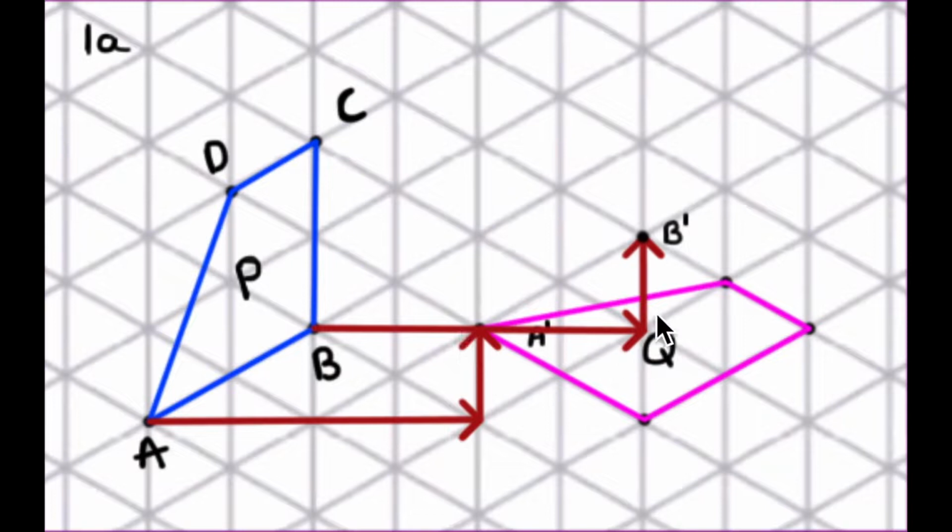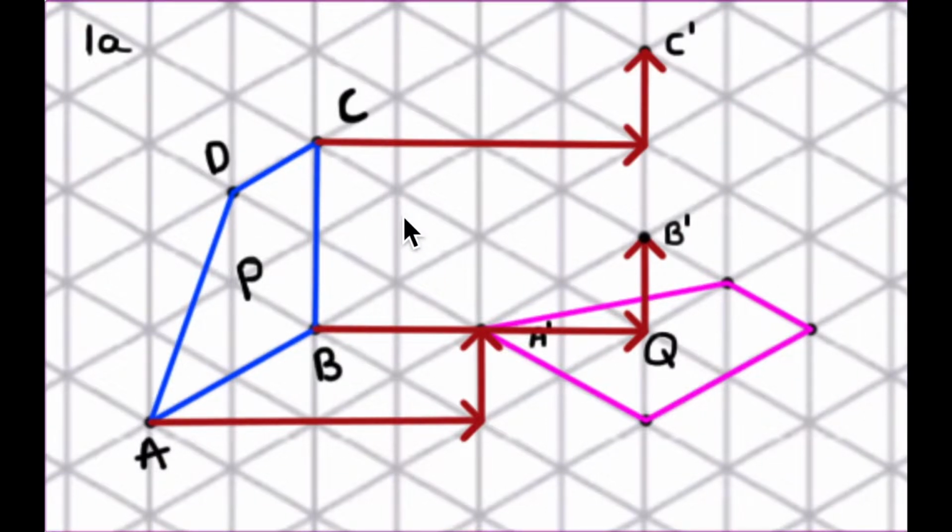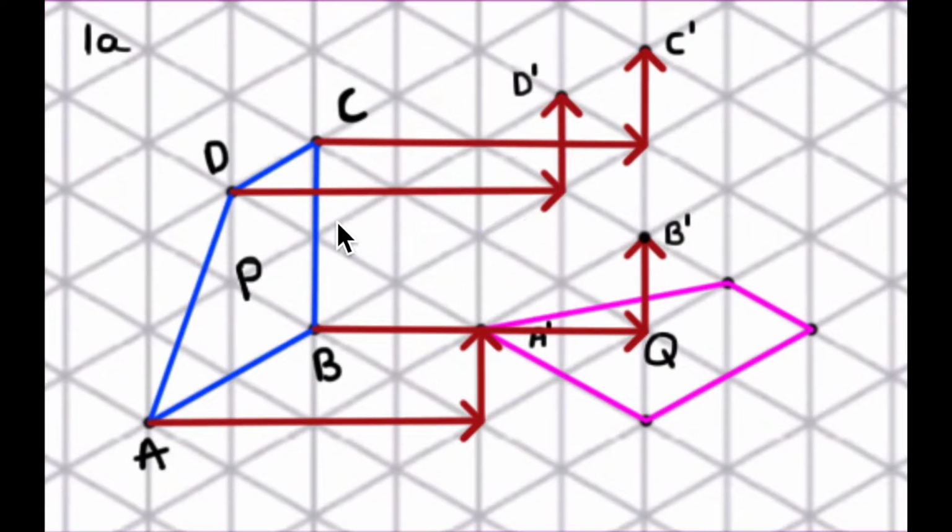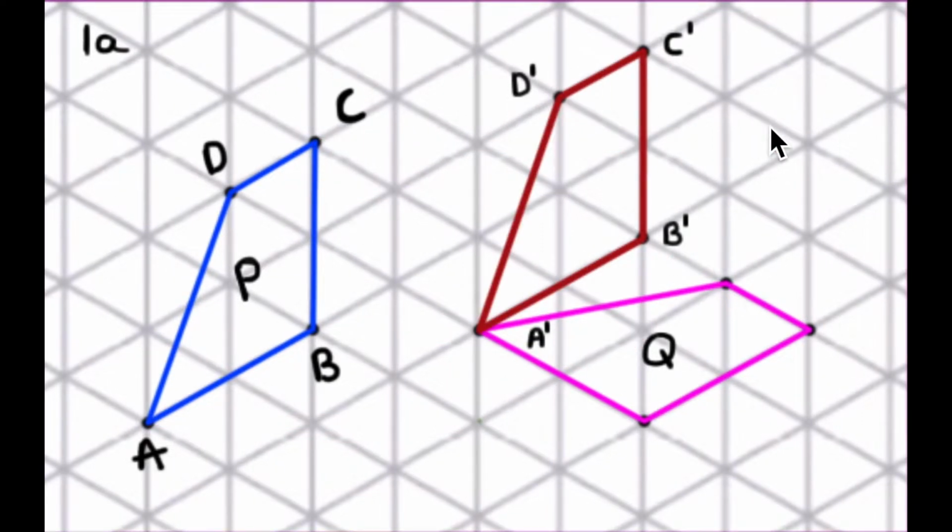So B moves to B prime, the same kind of move. So translation means this figure is going to move the same distance and in the same direction. So every point moves the same distance, 4 units along the horizontal axis and 1 unit along the vertical axis, and that gives you the same direction. Same distance and the same direction. So the whole figure moves from this trapezoid P over to here. I could call this P prime.